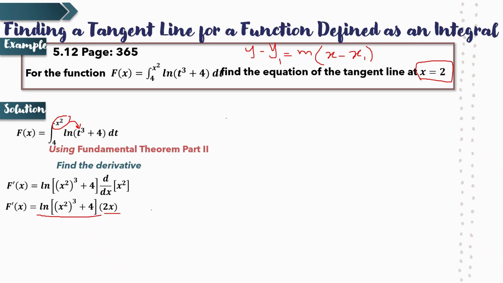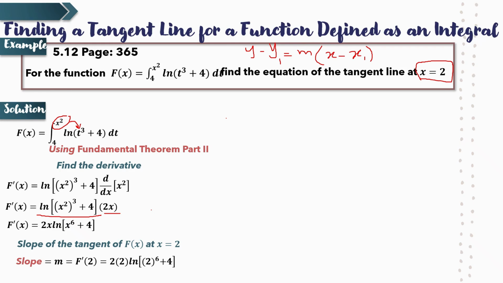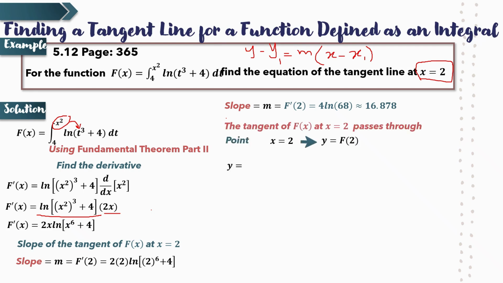Now let's replace x by the given x, which is 2. When you substitute 2, you'll get your answer as 4 ln 68, which is 16.878. Now let's find our point y, f of 2. Let's replace x in the upper limit with 2 to get y. You should note that the lower limit is 4 and the upper limit 2 squared is also 4. If your lower limit and upper limit are the same, you will get the answer 0.